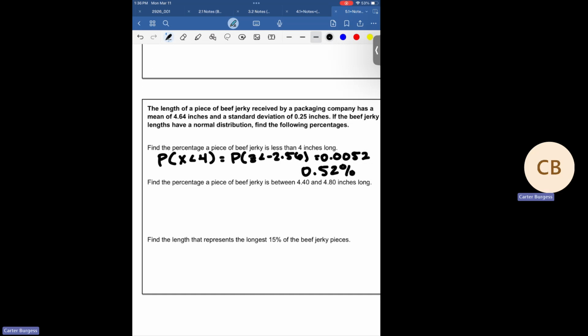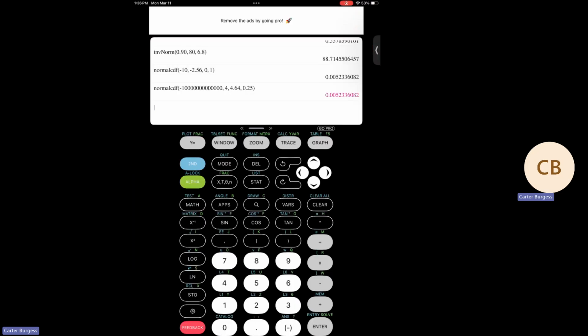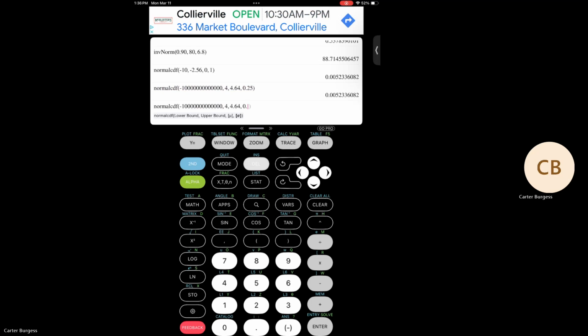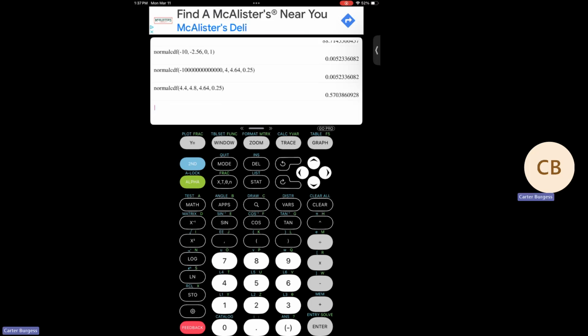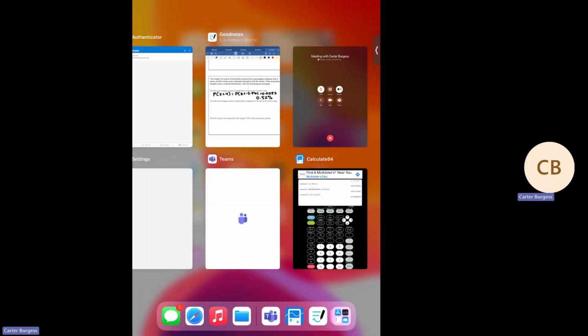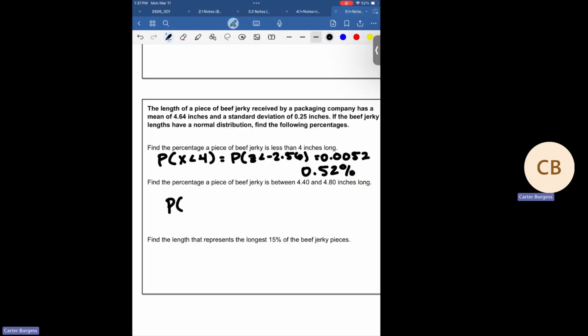Okay, finding the probability that our beef jerky is however long. Again, you could convert to z-scores, of course, you do not have to. That is just giving us a lower bound and an upper bound. So in that case, our lower bound is 4.4, and the upper bound is 4.8. That gives 0.5704, 57.04%. Can I just write what I would put in the calculator? And just write normalCDF. Sure, that's fine.